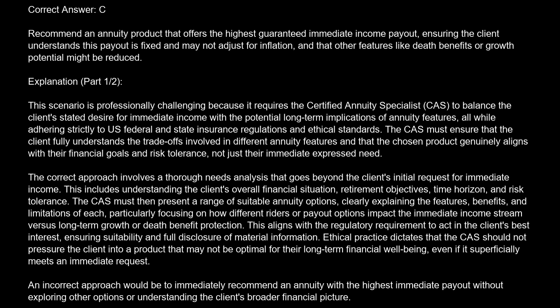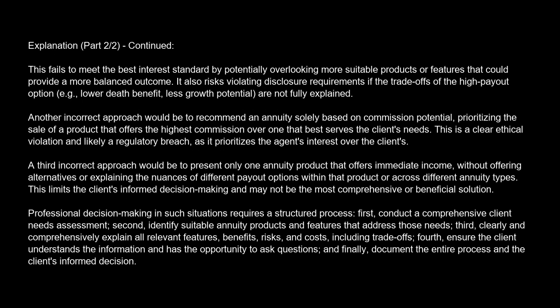An incorrect approach would be to immediately recommend an annuity with the highest immediate payout, without exploring other options or understanding the client's broader financial picture. This fails to meet the best interest standard by potentially overlooking more suitable products or features that could provide a more balanced outcome. It also risks violating disclosure requirements if the trade-offs of the high payout option, e.g., lower death benefit, less growth potential, are not fully explained.